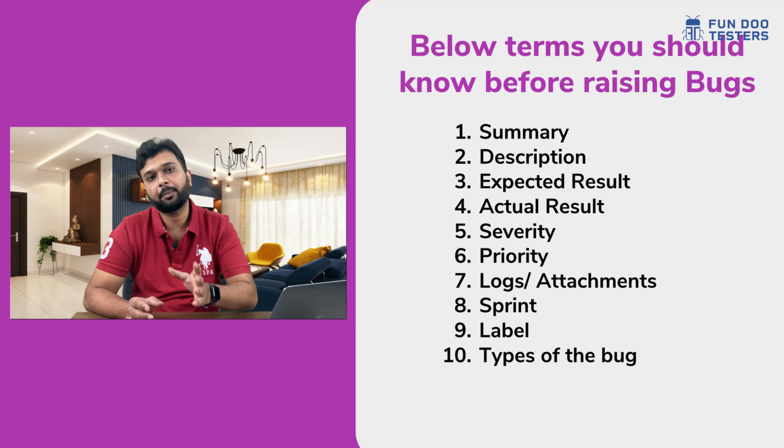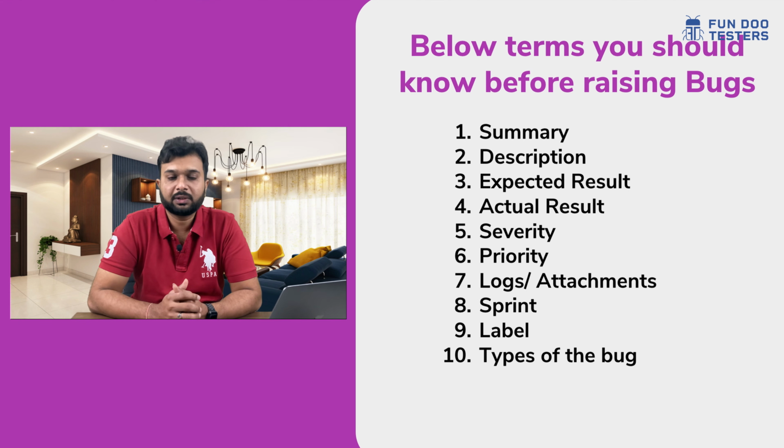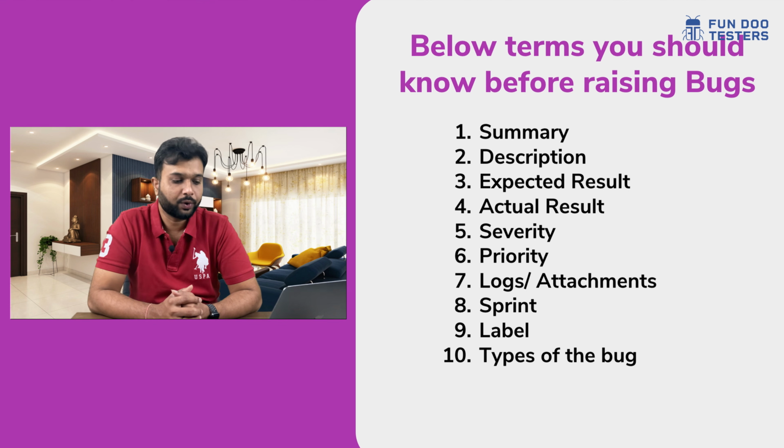Later on, severity and priority. I have already discussed what severity and priority are. If you don't know, you will find the video in the description section. I request you to please watch that video. These are the major terms while we are going to add a bug in Jira or Google Sheet or wherever we are going to raise the bug.